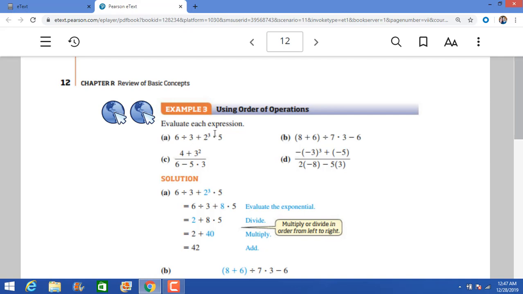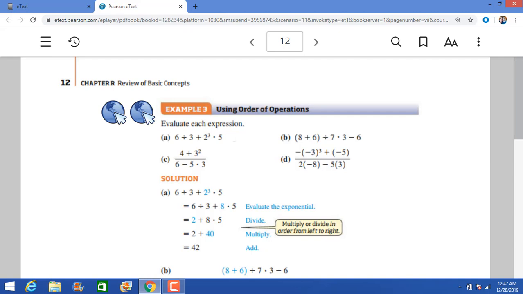Okay, so in this case we've got division, addition, powers, and multiplication. So we're going to do the exponent first. So this is going to be 8. And then after that, we're going to do division and multiplication left to right. So we're going to do this division first, which would be 2. And then we're going to do this multiplication next, which would be 5 times 8, which is 40. So we get 2 plus 40, which is 42. And so that's the correct answer.